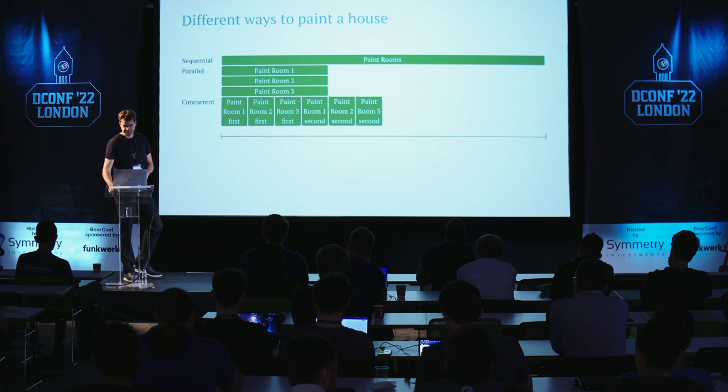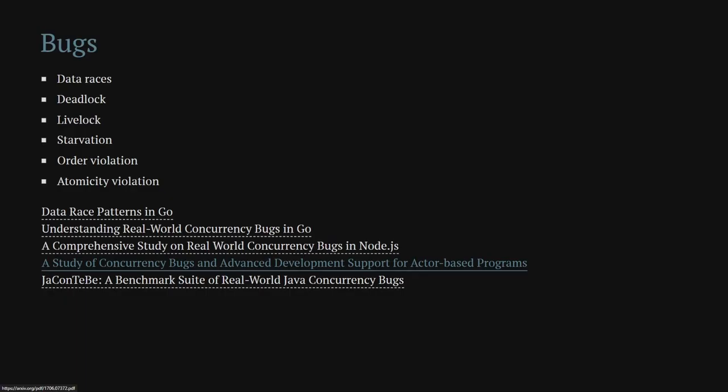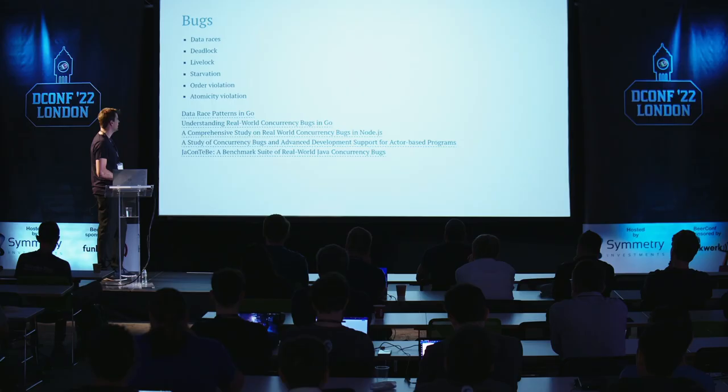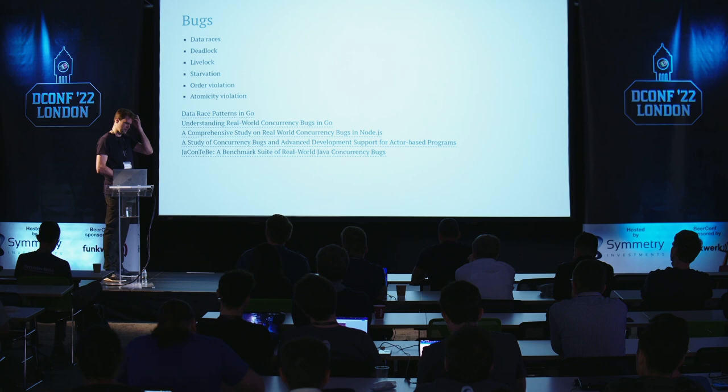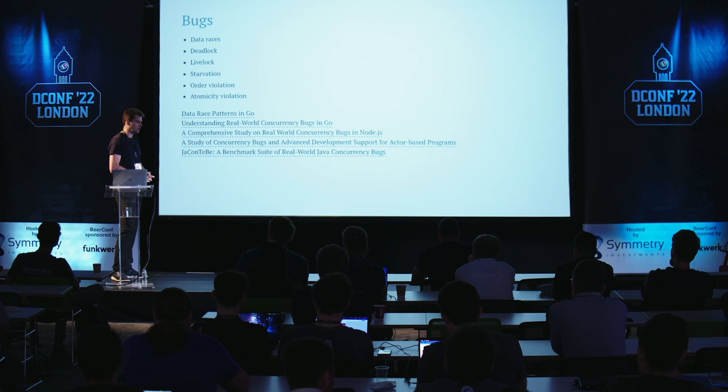And there are bugs, plenty of bugs. You've seen in the previous talk as well. Data races, deadlock, livelock, starvation, order violation, atomicity violation. I won't go into all of them, but I found some good papers that analyze a lot of existing software and go into all kinds of bugs there are. The top one I found interesting because it was a recent article by Uber, where they go into detail and all the stupid mistakes they made and all the other stuff.